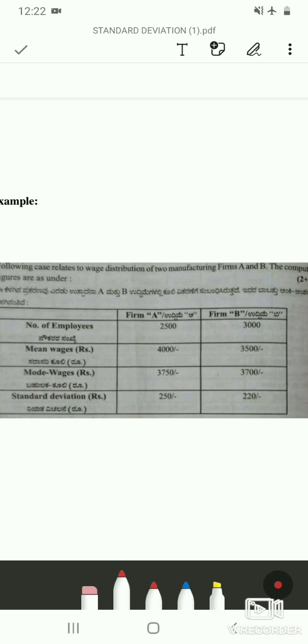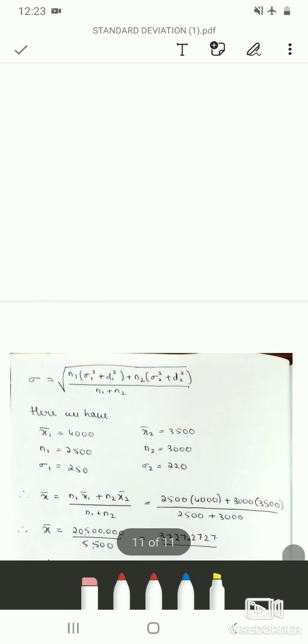Mode wages, it is in terms of rupees. For firm A it is 3750 and for firm B it is 3700, and they have given standard deviation, that is sigma. For firm A it is rupees 250 and for firm B it is rupees 220. So now for this question you have to calculate the combined standard deviation. This is one of the questions from a previous year question paper, and this is a case study problem in which a part of a question is for combined standard deviation. So let's see the solution.